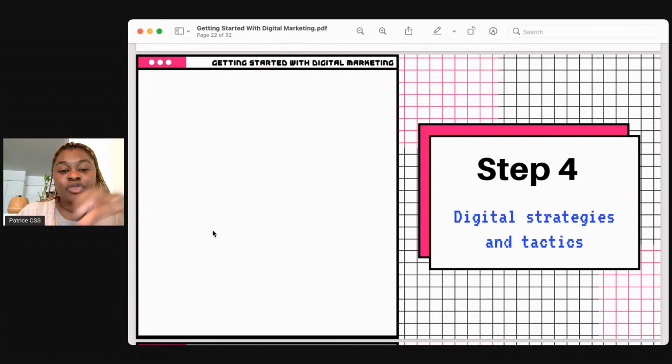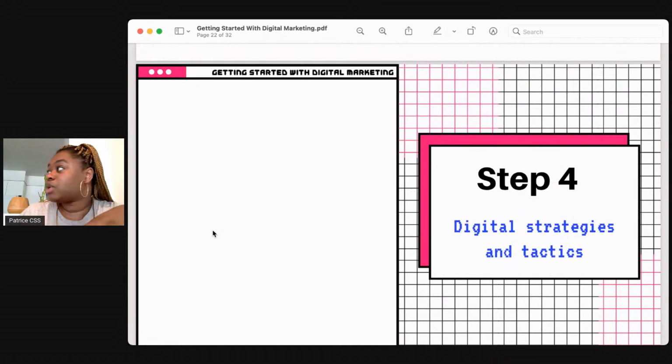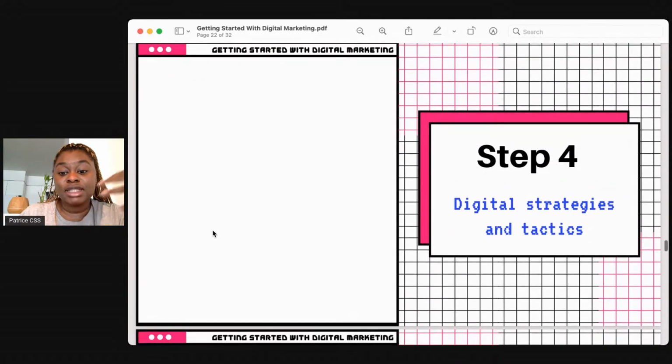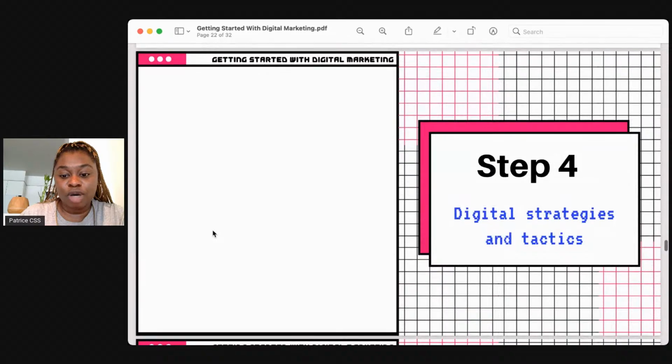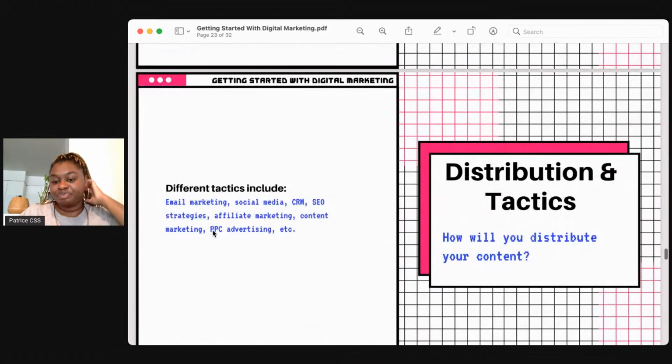Now, we've talked about all the other elements, the background work, the creation process, all of that we've talked about. Now, what we need to look at is how we're going to implement this. How are we going to distribute this? What is distribution going to look like, right? And this is what makes it digital. This is what takes it from being just regular marketing to digital marketing. This is what makes it a digital marketing campaign.